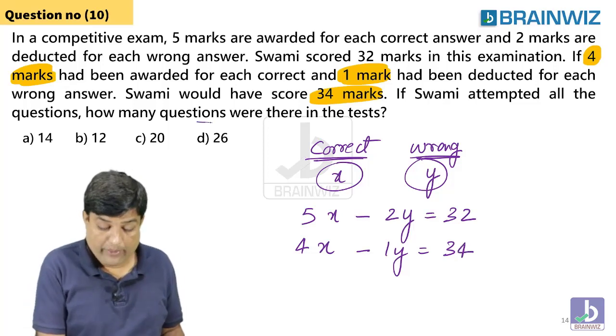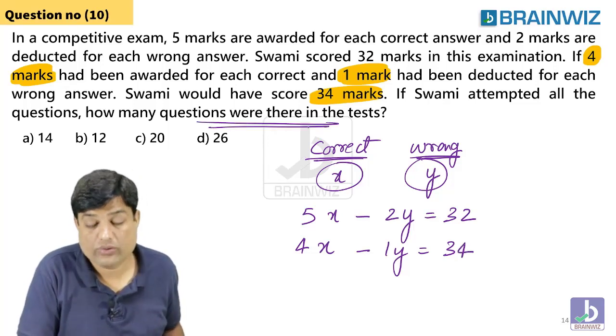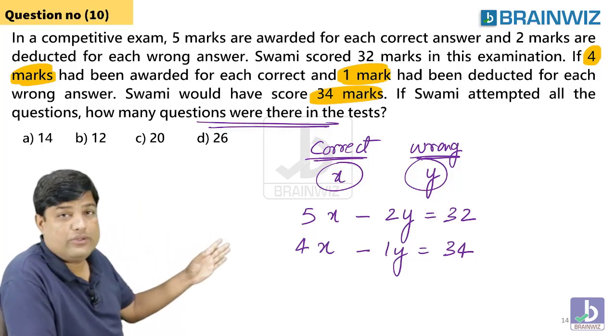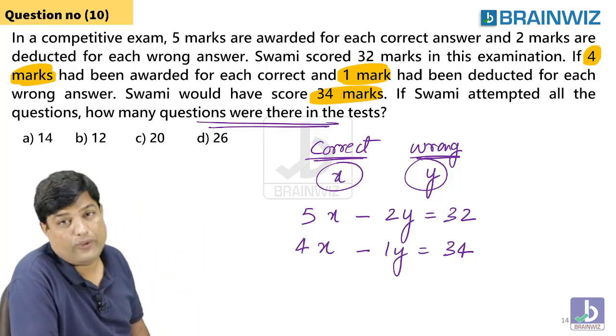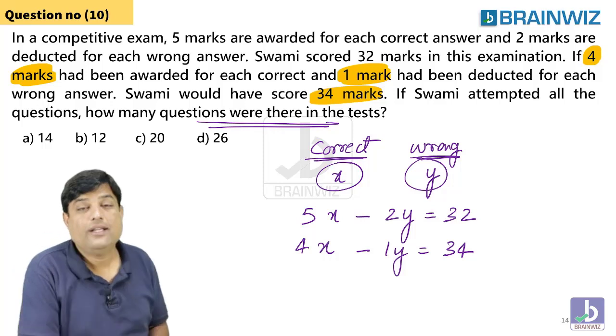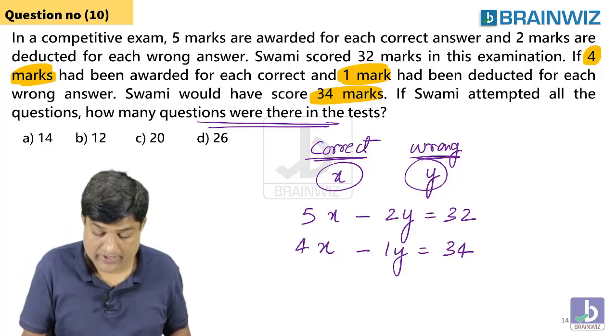here what do we want? How many questions were there in the examination? We can get that when we get the x value, then we get the y value. x plus y we want. समझ में आ रहा है? Clear? So let me find out how many correct questions and how many wrong questions.